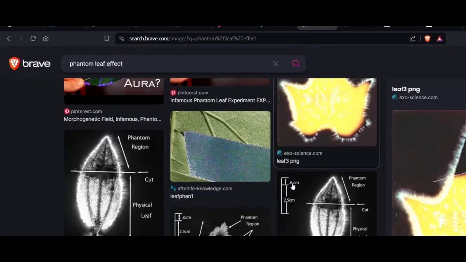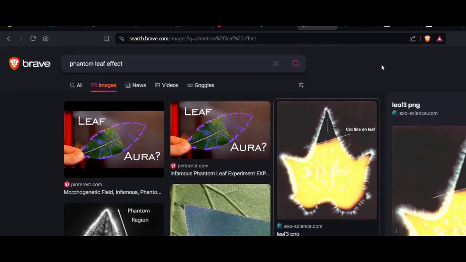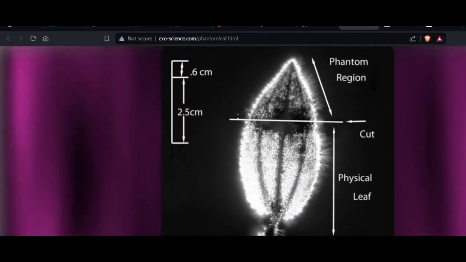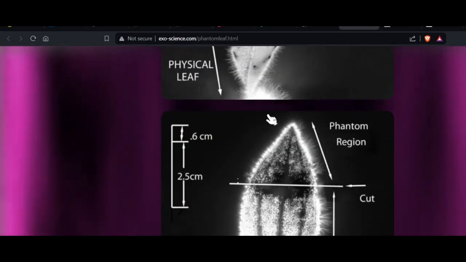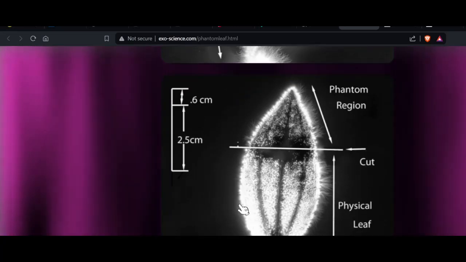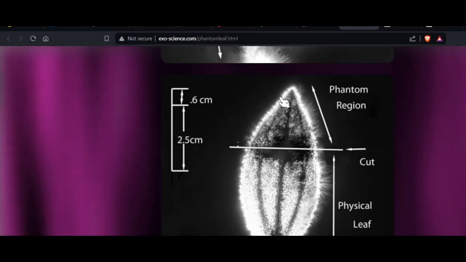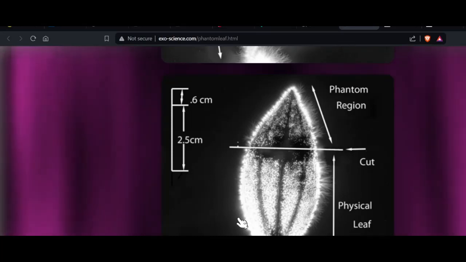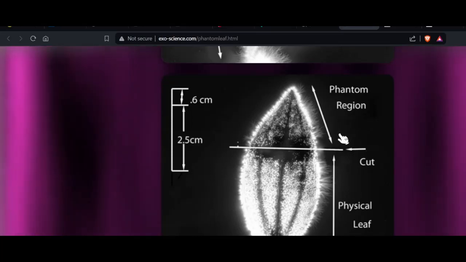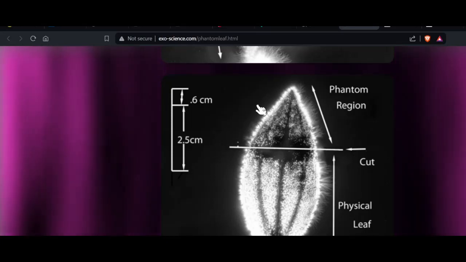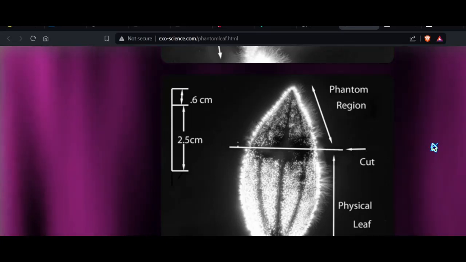So this was all the phantom leaf effect. Just a couple more enlarged images. So here's that black and white picture here with the leaf, where the top half's been cut off, but you still see the phantom region. I mean, almost perfectly. The outline is definitely as solid as the rest of the physical leaf, but there's nothing there. There's physically nothing there in that top region of the leaf, but it shows up on camera.